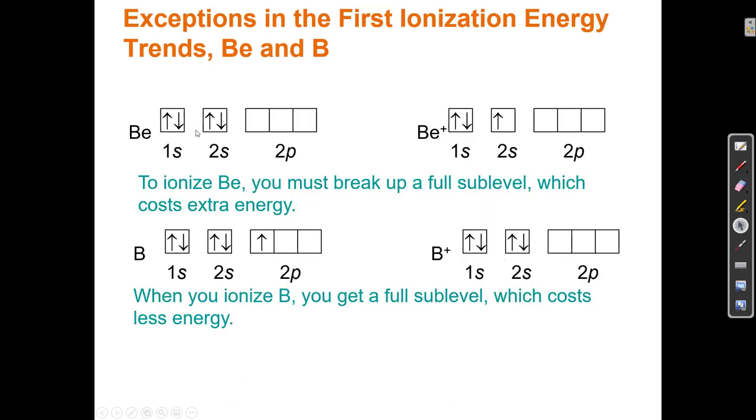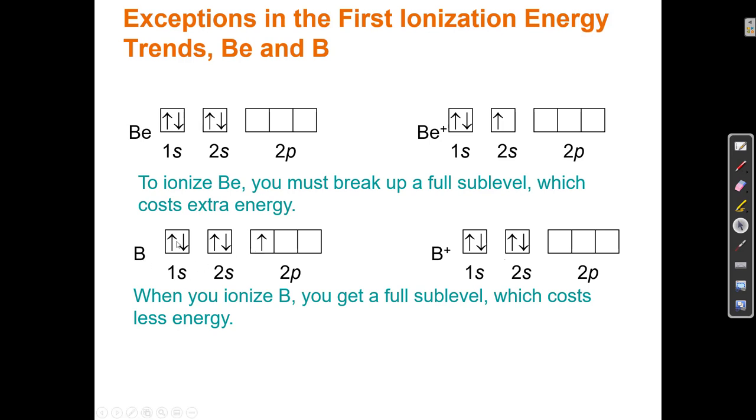So this is the idea: if I'm going to take an electron away from beryllium, then I have to disrupt a full subshell. A full subshell is one where all of the electrons are filled. In the 2s subshell, I can only fit two electrons, so this is a full subshell. If I take one of these electrons away, I'm breaking up a full subshell. That's kind of like breaking up a noble gas. This right here is kind of like a mini noble gas. A noble gas is where the whole shell is filled, not just a subshell. But in beryllium, this subshell is filled. So to take away an electron in beryllium takes more energy than we might think, because we're breaking up a completely filled subshell.